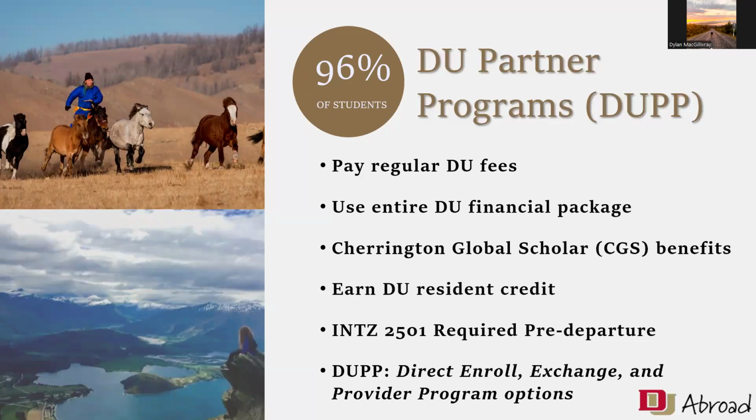The great thing about this is that you pay regular DU fees. You get your tuition statement like normal. You can use your entire DU financial package, including state and federal aid, along with any DU scholarships. There's also this great thing called the Cherrington Global Scholar Benefit. We'll touch on this a little bit later, but just a broad overview is that once you meet the eligibility requirements, you can have your flights and some of your visa costs covered by the university.